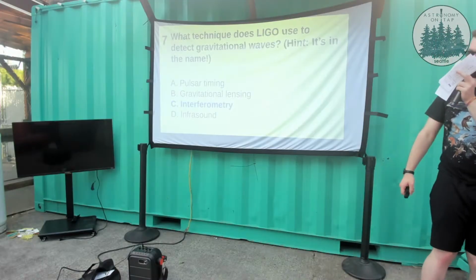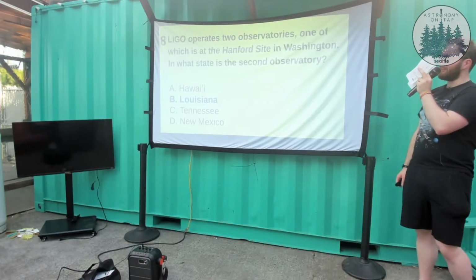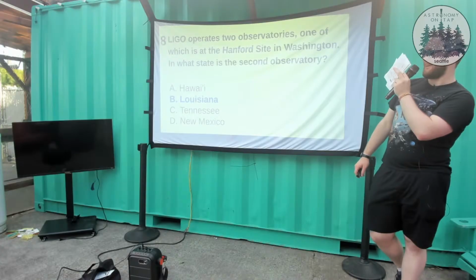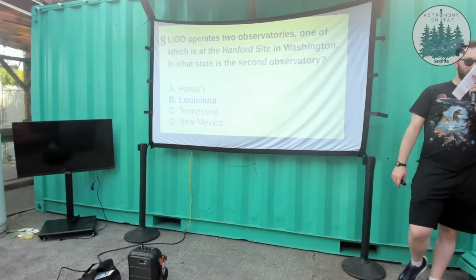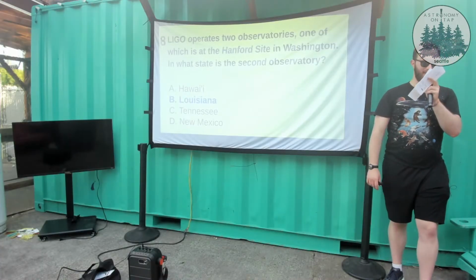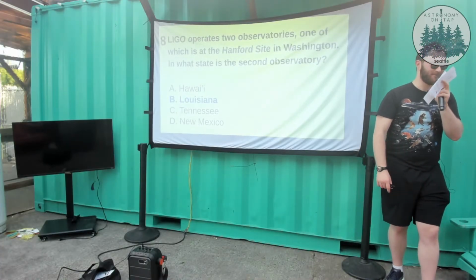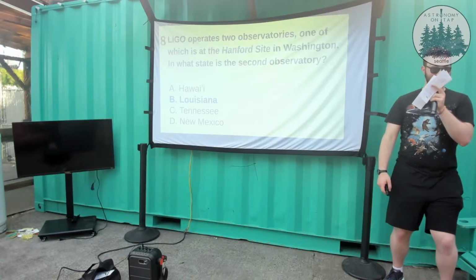Question 8. LIGO operates 2 observatories. One of them is at Hanford in Washington, and the other one is in Louisiana. They are basically as far apart as they could possibly be, so that they can better detect gravitational waves. And we're going to hear more about that later.